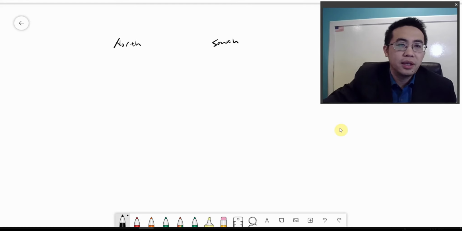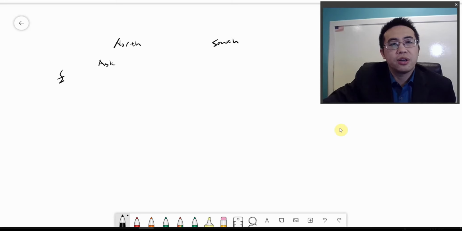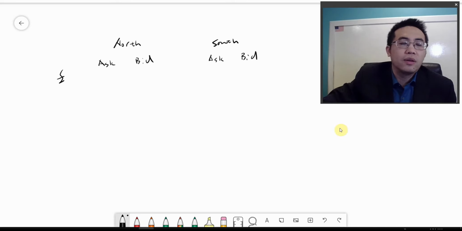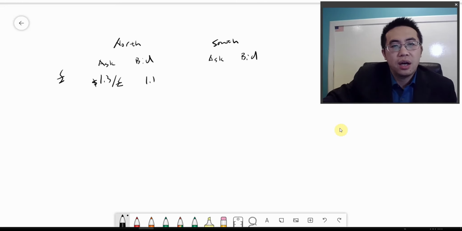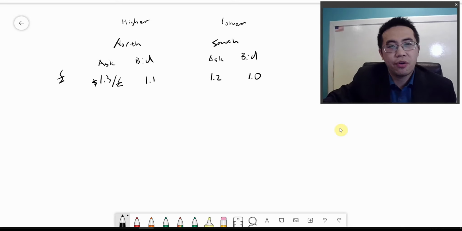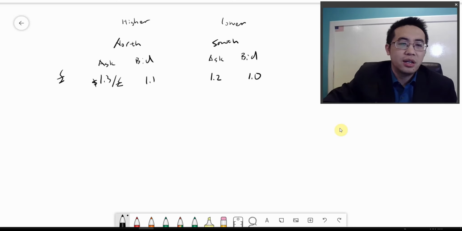Is there an opportunity? Let's say the North is offering British pound, and you have an ask and you have a bid here. So does the South Bank. Okay, so the North is offering $1.3 per pound for ask, and the bid is 1.1, and the South is offering 1.2 and 1.0. And you can see that the North has higher prices and the South has lower prices, but is there a locational arbitrage opportunity for you? Well, you see, the ask here is greater than the ask here, the bid here is greater than the bid here, the average here is greater than the average here.